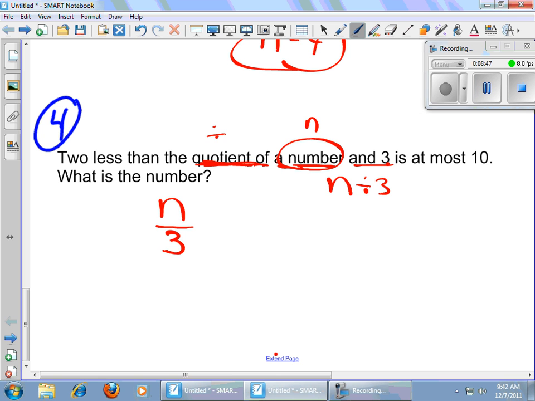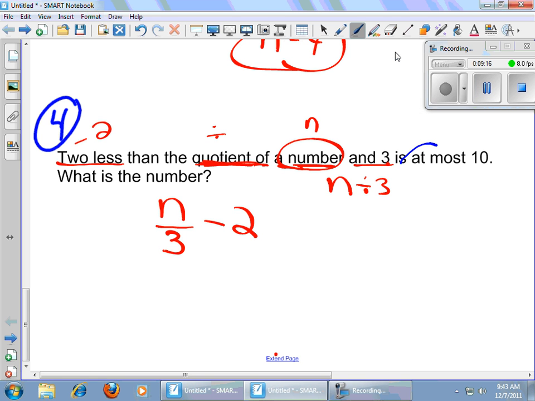All right, now at the beginning it says 2 less than the quotient. Well, from the previous problem, we know that 3 less means to subtract 3, not 3 minus. Therefore, 2 less must be to take away 2. So we're going to take away 2 from the quotient. Is at most. That's a tricky one. Is at most 10.